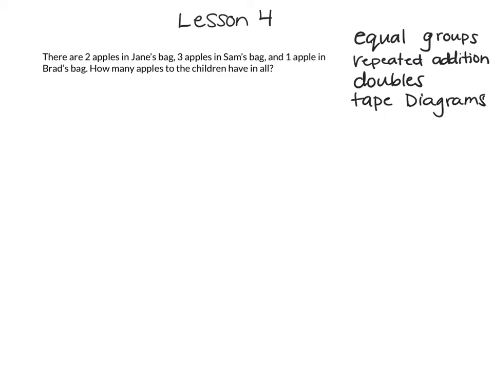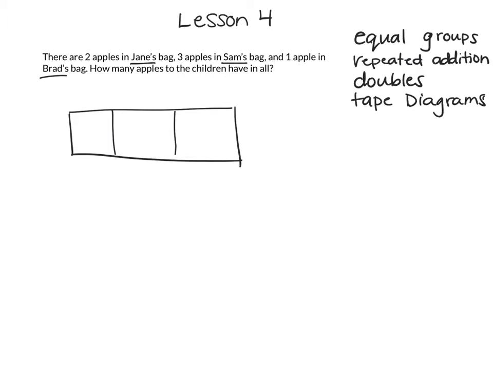Okay, so we have this problem here, so let's read it. It says there are 2 apples in Jane's bag, 3 apples in Sam's bag, and 1 apple in Brad's bag. How many apples do the children have in all? So first we can think about it like, let's just go ahead and see what parts do we have in an equation. And I'm going to do it just with a tape diagram. So I know that there's 3 people, Jane, Sam, and Brad. So there's 1 person, 2 people, 3 people.